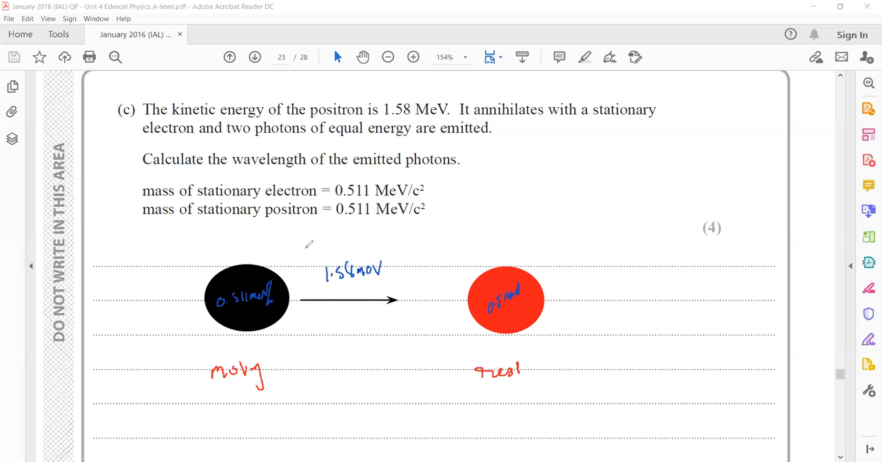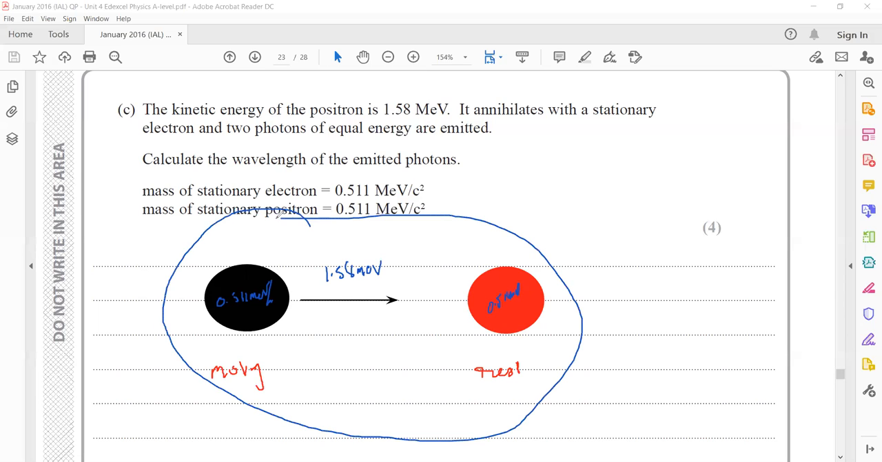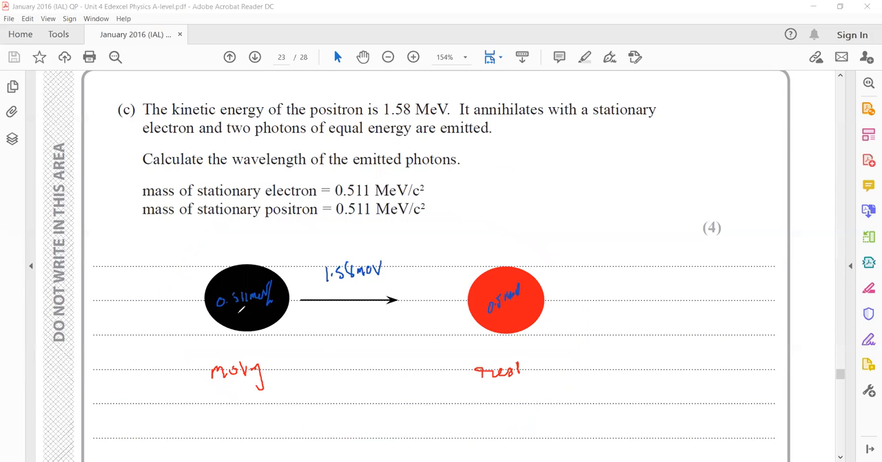So when they combine together, the total energy, the energy from the mass and the kinetic energy, will be responsible for the production of the photons. And we have to calculate the wavelength of the emitted photon. So first we'll calculate the total energy. How do we get the total energy? When the positron and electron annihilate, each of them releases energy of 0.511. That's the energy released by the electron, the energy released by the positron, and 1.58 is the kinetic energy.